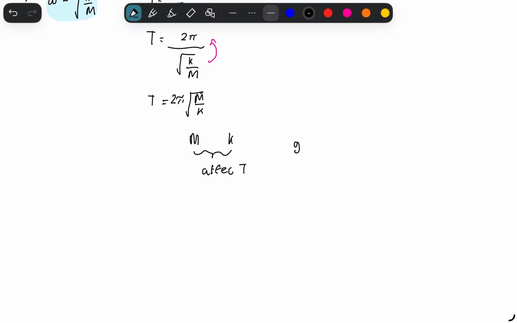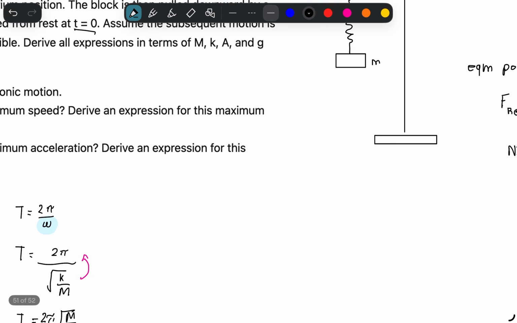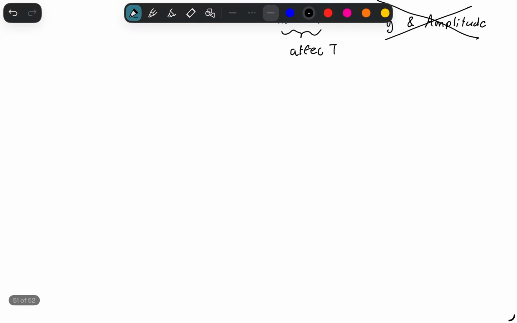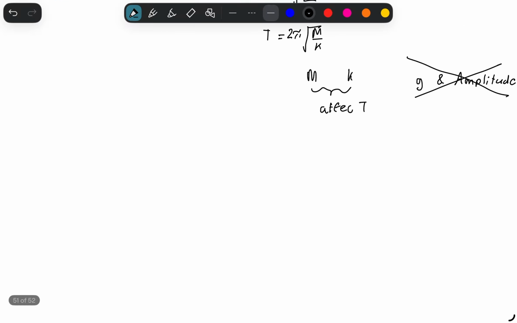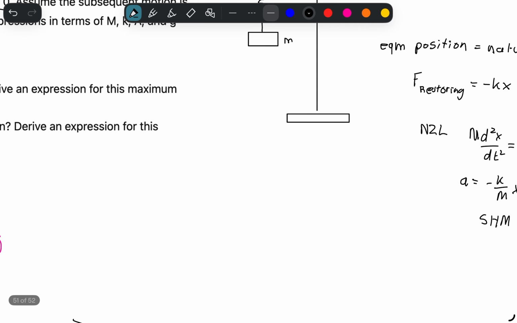So gravity and amplitude are not contributing factors to the period of a spring. So if you had a larger gravity, that would not increase your period. And if you had a larger amplitude, aka if you pulled it from a larger distance, then it would not affect the period. So amplitude is the distance that is from equilibrium position.